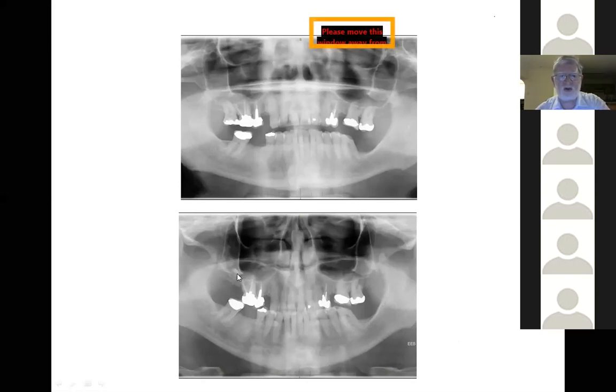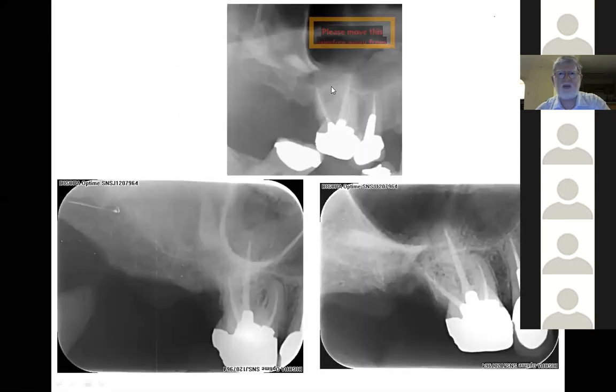You can see there's a root that's there in the maxillary sinus. And the next pictures we're going to look at, the first picture you'll see is a zoomed in view of that area, which is now this here. And you can see the oroantral communication here. There's the root sitting there. The following pictures have been taken by an oral surgeon.